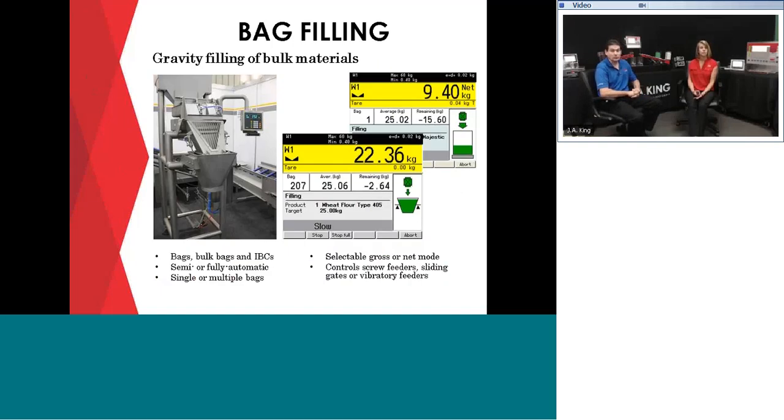Gravimetric filling is bulk material, so this is for bags, bulk bags, intermediate bulk containers. It can be either semi-automatic or fully automatic. You can do single or multiple bags. And again, these are fully configurable. We've done some of these, and there's a lot of bag filling out there that has legacy, older equipment that's obsolete. These work really well to retrofit some of those older bag fillers, or maybe a new one, where you can put that controller right in there, just do some configuration, wire it up, and you're good to go. It also keeps track of statistical information, material used, the actual weight of each product.